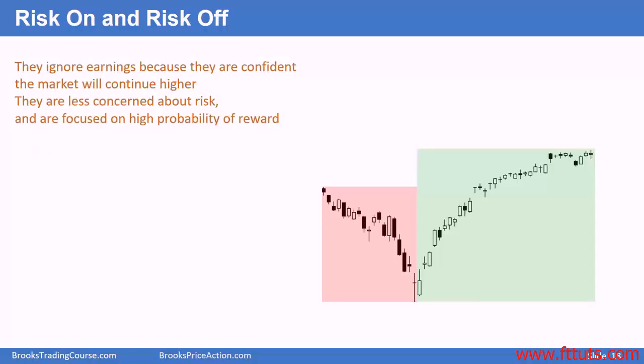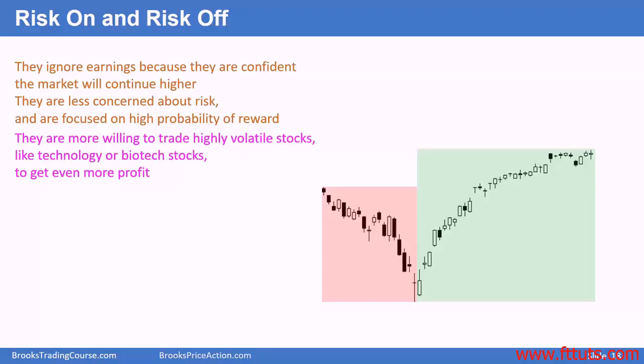All they know is that the market is going up, and so they're not concerned about risk, they're just concerned about probability. They know that if they buy, there's a high probability of making a reward, so they're going to ignore risk, they're going to ignore earnings, they're going to ignore news. All they know is that the probability is great. And they're more willing to trade much more volatile stocks, as I said, technology, biotech stocks, because they know those stocks move more than the more conservative stocks, and they want to maximize their profit. They know this is not going to last forever, so when it's occurring, they want to be in stocks that give them the best potential for profit.